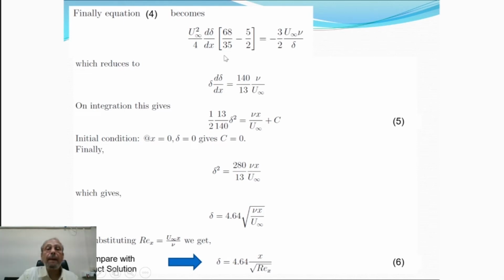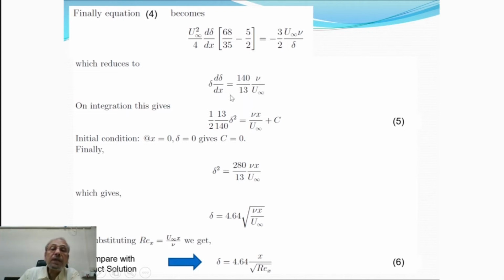So from here, we get, basically, delta we transfer to the left hand side from the right hand side. So delta d delta dx equals, this result we transfer from the left hand side to the right hand side, so 140 by 13 nu by u infinity. This u infinity square comes to the right hand side from here. So we get delta d delta dx equal to 140 by 13 nu by u infinity.